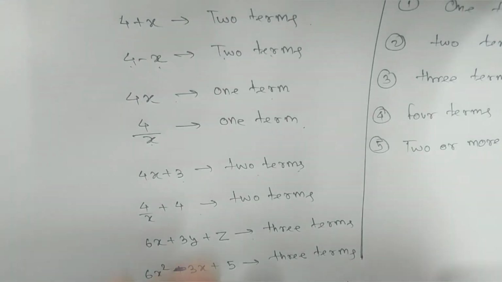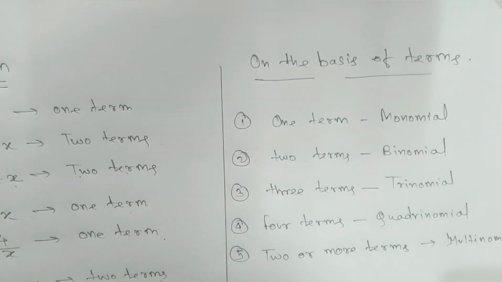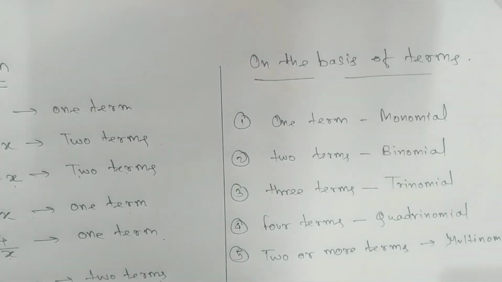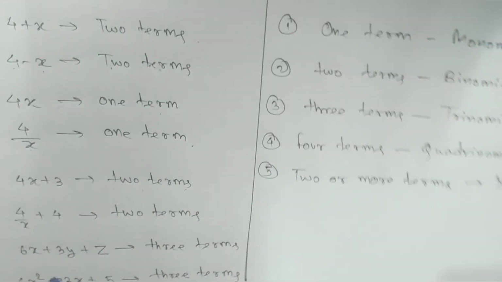So on the basis of terms, we have different types of expressions. A one-term algebraic expression we call a monomial. A two-term algebraic expression we call a binomial. A three-term algebraic expression we call a trinomial. A four-term algebraic expression we call a quadrinomial. Sometimes two or more than two terms are called a multinomial. After 4 we have so many names, so we'll not go for that. Only 4 are in our syllabus. We'll go for this only. So how are you going to identify how many terms are there?